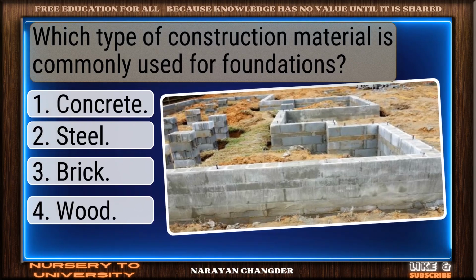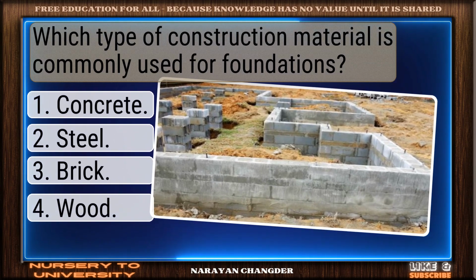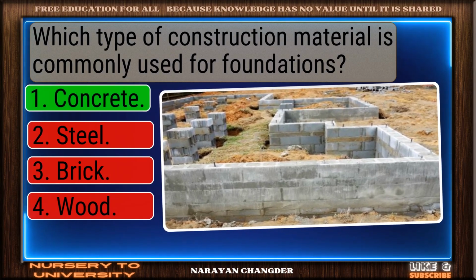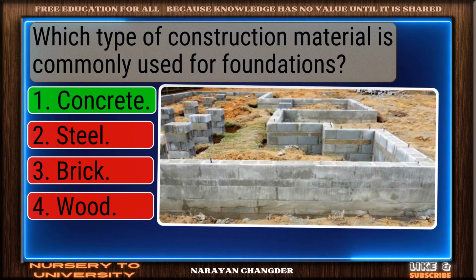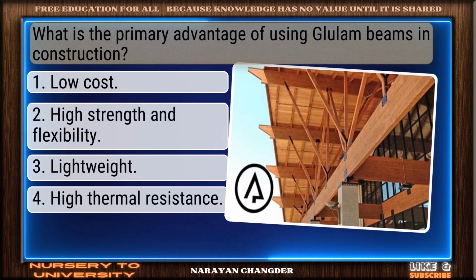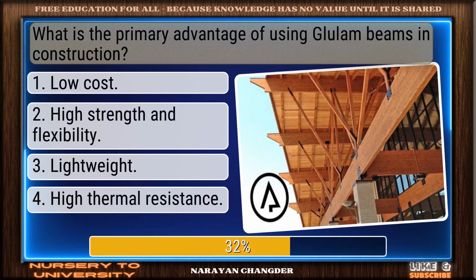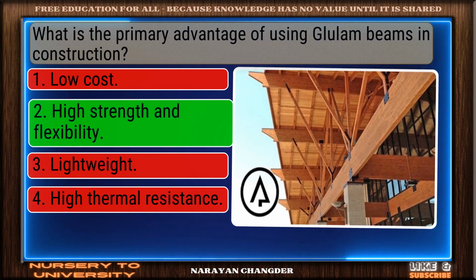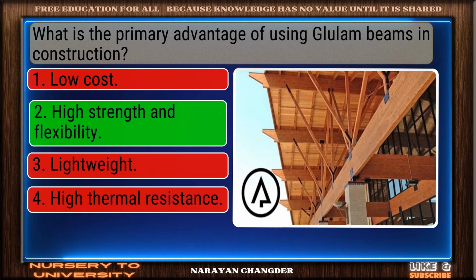Which type of construction material is commonly used for foundations? Good job. Your answer, concrete, works well here. What is the primary advantage of using glulam beams in construction? Excellent choice. High strength and flexibility is the right answer.